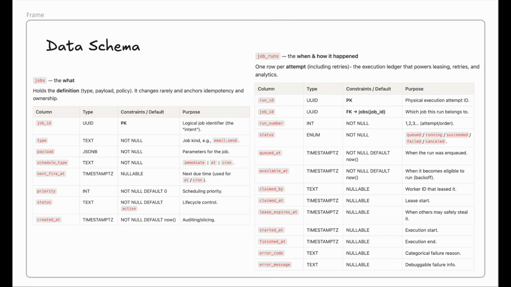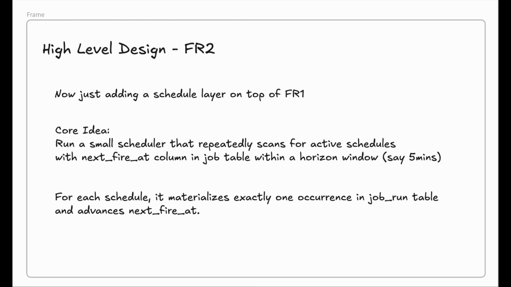On the other hand, NoSQL systems like Redis or DynamoDB are great for ephemeral coordination, things like leases or rate limits, but they are not ideal for long-term tracking, consistency, or debugging. So keep your jobs and job runs in SQL and let your queue handle the delivery.